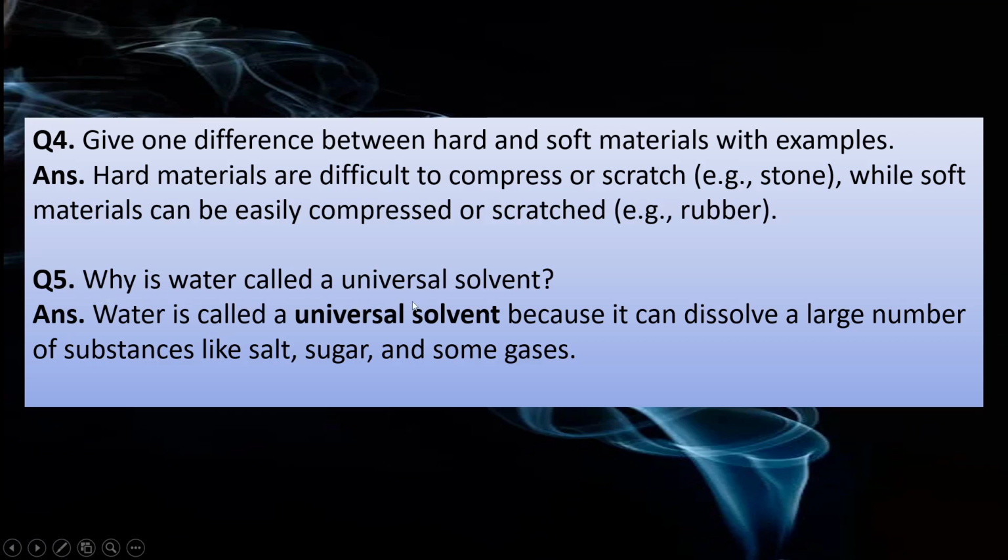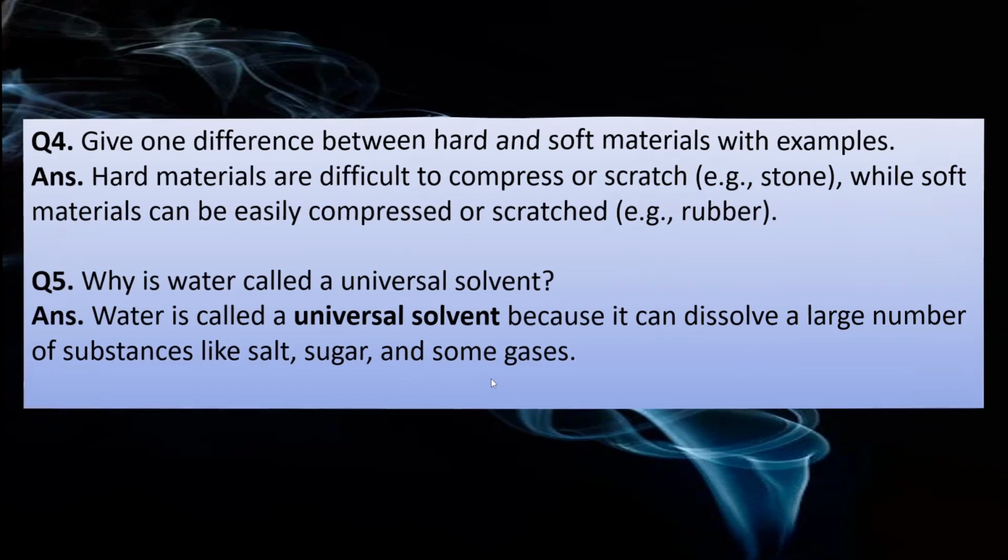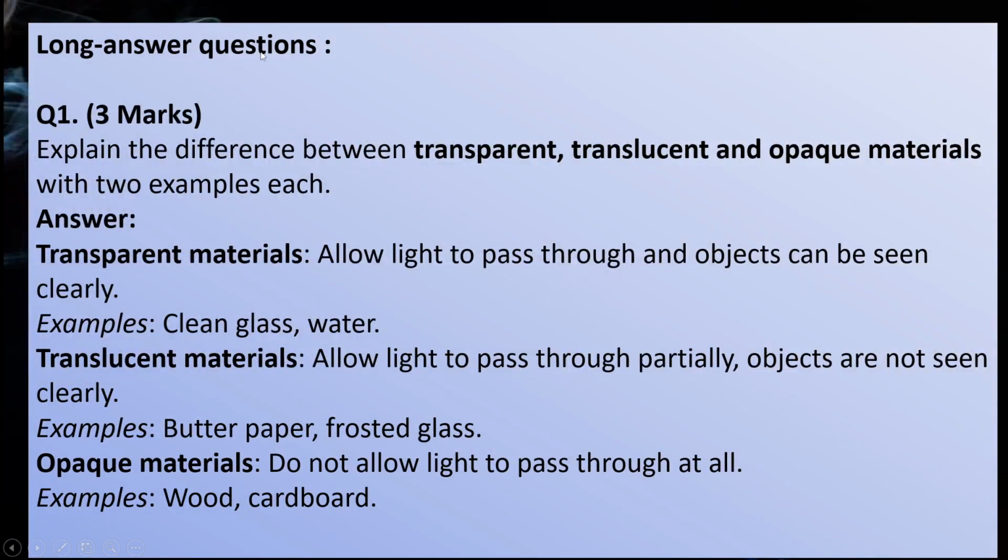Question number 5. Why is water called a universal solvent? Answer. Water is called a universal solvent because it can dissolve a large number of substances like salt, sugar, and some gases.